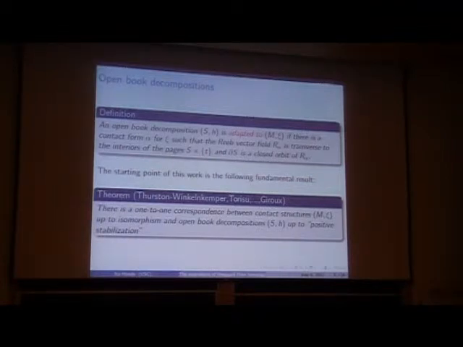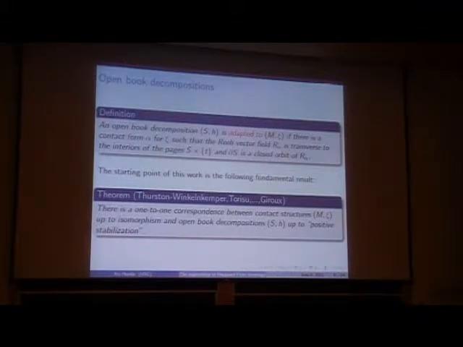Okay. And an open book decomposition is said to be adapted to a contact structure if there's some contact form alpha for xi such that the Reeb vector field is transverse to the interiors of the pages, and the binding is a closed orbit of the Reeb vector field. So what does this mean? Well, it's pretty clear what's going on in the interior. You have your Reeb vector field that has to be transverse to the interiors of the pages, and how could it possibly be tangent to the binding? So it has to do something funny as it goes towards the binding.